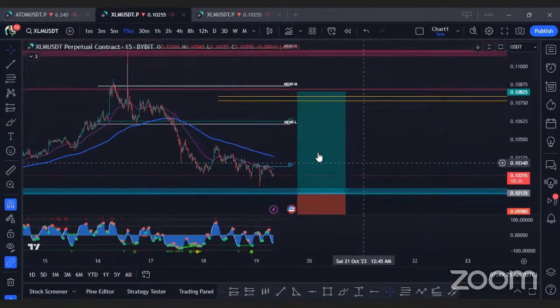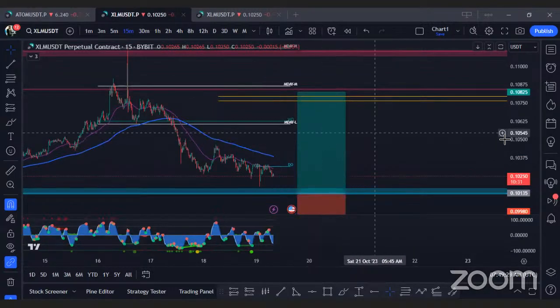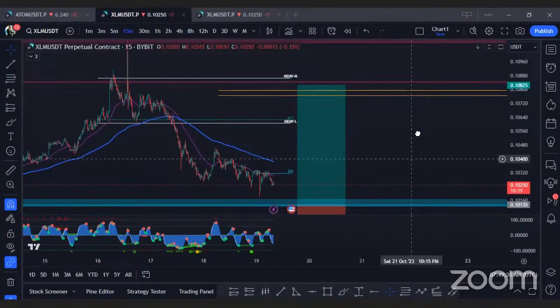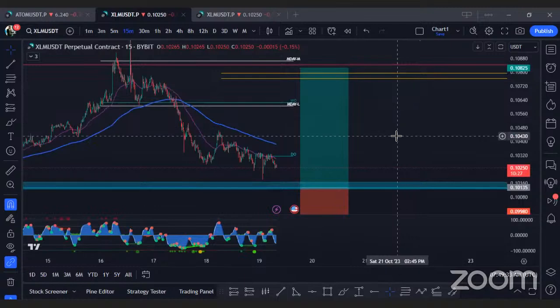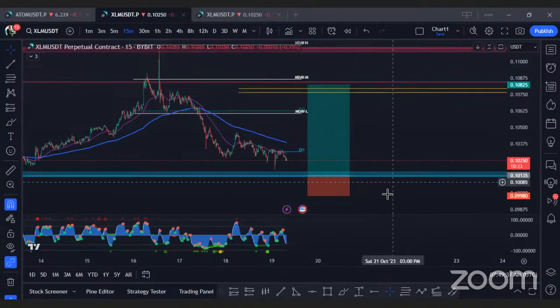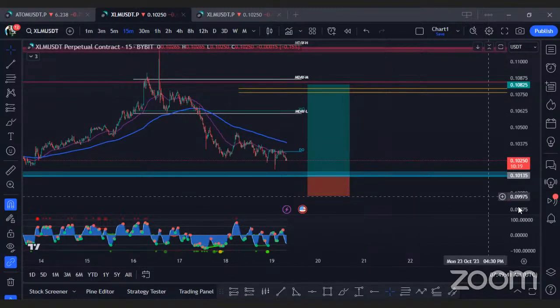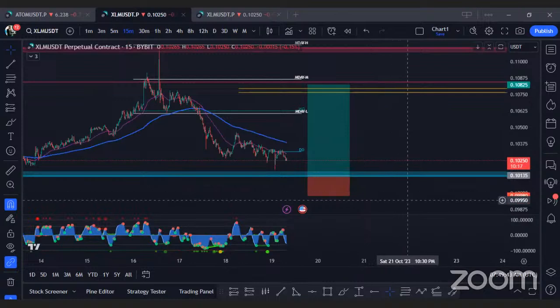If you put like $100 into this position and it goes in your favor with 10x leverage, that's whoosh. So that is what I'm looking at for XLM. I'm going to set a limit order for that too.